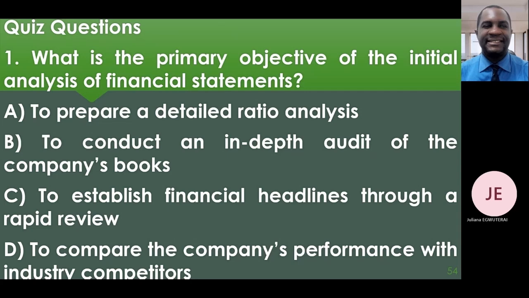Okay, so what is the primary objective of the initial analysis of financial statements? A, to prepare a detailed ratio analysis. B, to conduct an in-depth audit of the company's books. C, to establish financial headlines through a rapid review. D, to compare the company's performance with industry competitors. C. Final answer, C. Fantastic. All right.